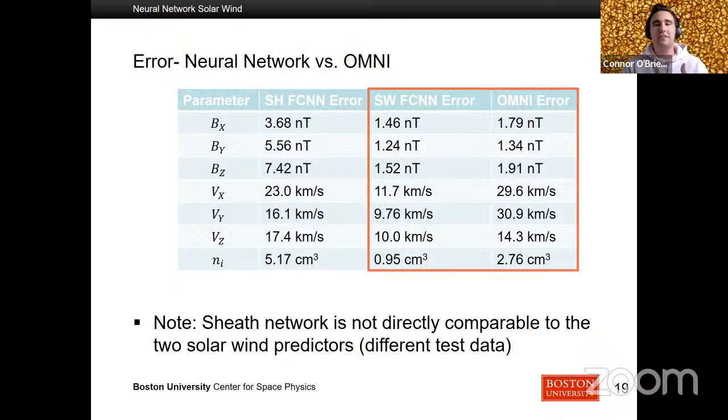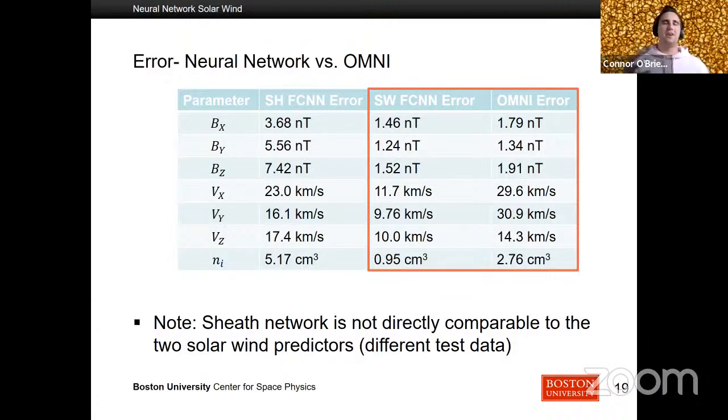So what we could see is that even in this very simple form, this fully connected neural network does better than Omni over this data set in terms of mean absolute error, right? Especially on the plasma data, so the velocity and the density. Furthermore, the sheath network does pretty well. Its errors are higher almost across the board, but it does have more physics to learn. And it's sort of a first of its kind continuous record of magnetosheath conditions.